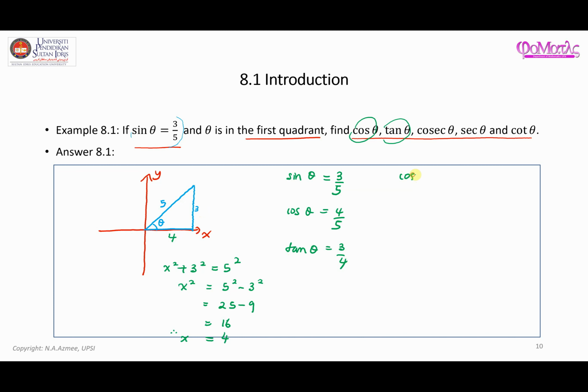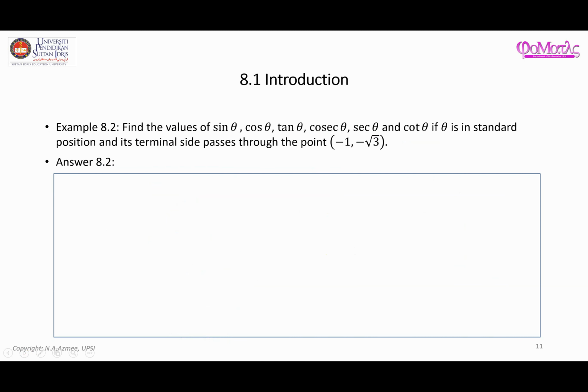Next, cosecant of theta is the reciprocal of sine, which is 5 over 3. Secant of theta is the reciprocal of cosine, which is 5 over 4. And finally, cotangent of theta is the reciprocal of tangent, which is 4 over 3. That is quite simple. Now let's move on to the next example.